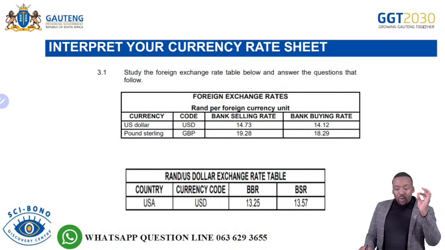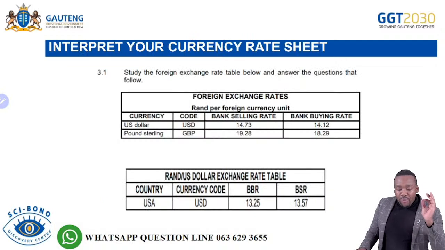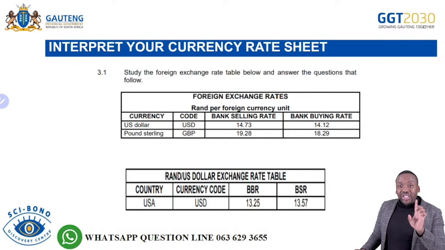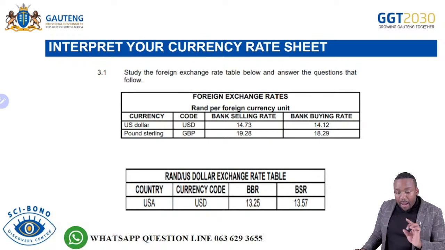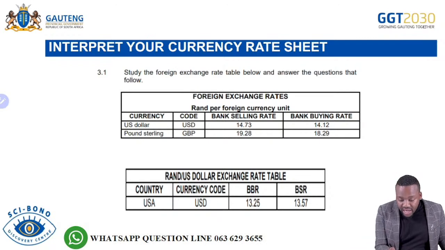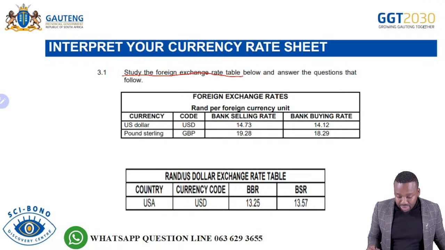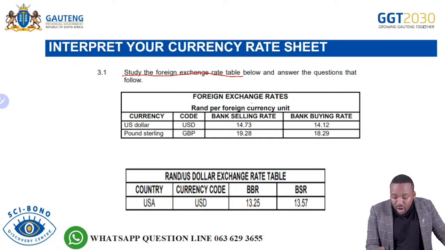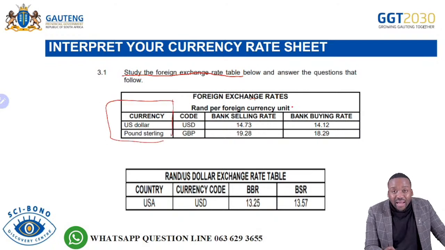Right. You will also be given your foreign currency exchange rate sheet. So they will be different time and again. But here the key words are: study the foreign exchange rate table below. So you need to study or interpret it. We've got foreign exchange rate. We've got rand per foreign currency unit. This is the rate. On this first column, we've got our currencies.